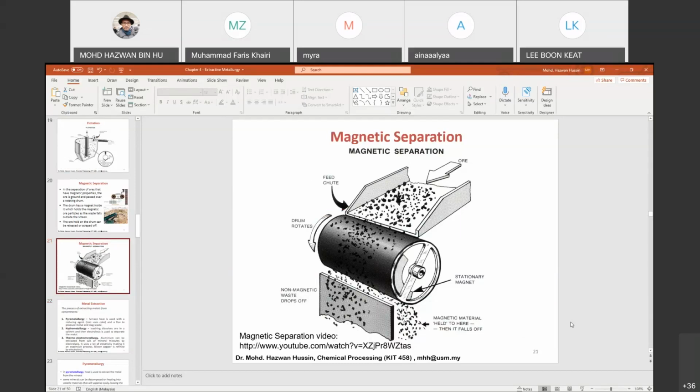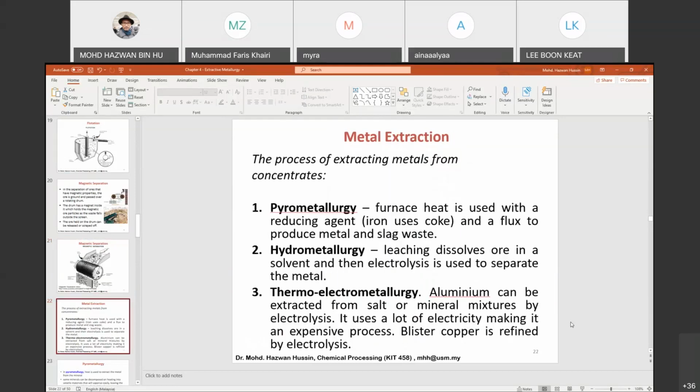Okay. We are moving on to the next slide, which is on metal extraction. Perhaps for this one, we will go into more detail tomorrow. For metal extraction, we can divide it into three major processes. The first is known as pyrometallurgy. The second is hydrometallurgy, and the third is electrometallurgy, or sometimes coupled with temperature, known as thermoelectrometallurgy.